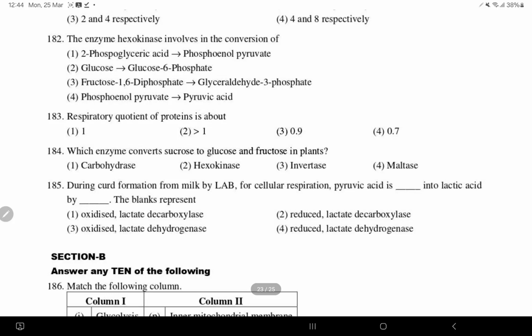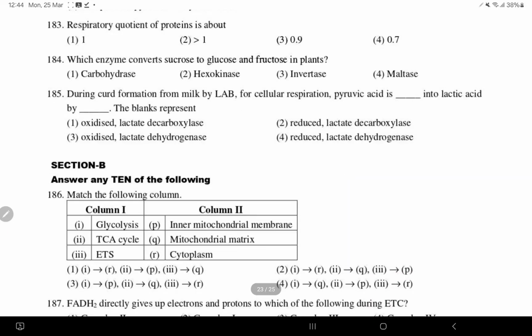Option 3. Which enzyme converts sucrose to glucose and fructose? Invertase. Option 3. During curd formation from milk by lab for cellular respiration, pyruvic acid is reduced by the enzyme called lactate dehydrogenase. Option 4.